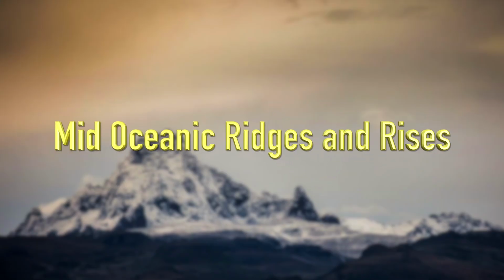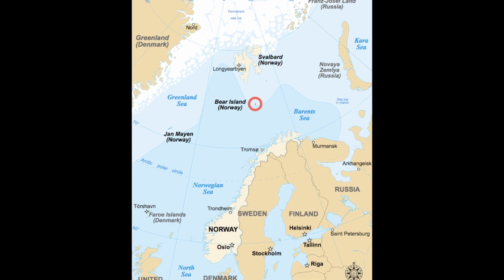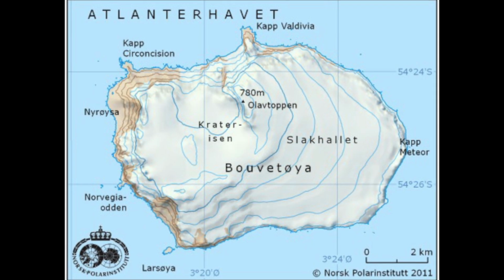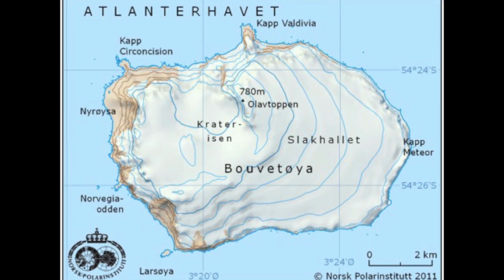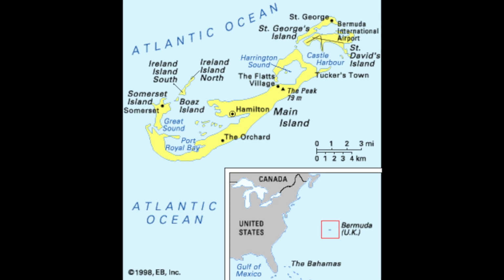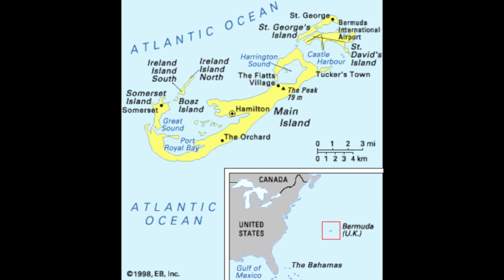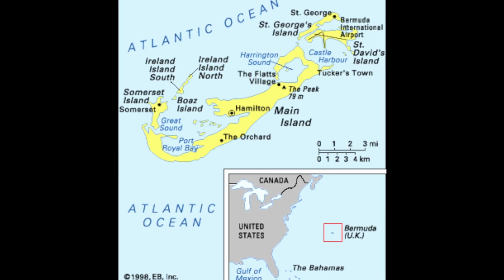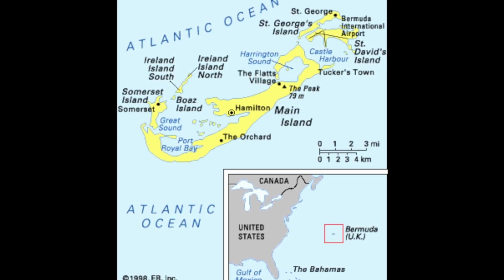Mid-oceanic ridges and rises. As stated earlier, the S-shaped mid-Atlantic ridge occupies the middle part of the ocean basin. This region extends from the Bear Islands in the north to the Bouvet Island in the south over a distance of about 15,000 kilometers. It may be stated that with the exception of Bermuda Islands, all the oceanic islands of this ocean belong to this ridge and other transverse ranges arising from it.